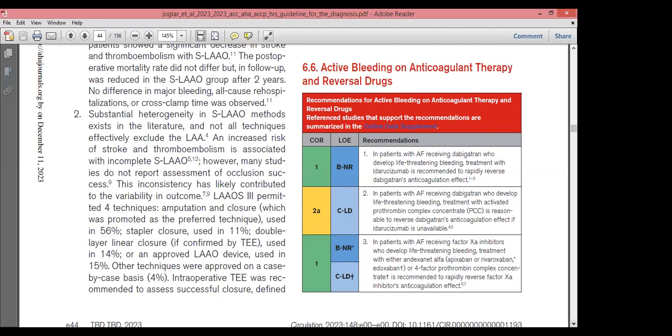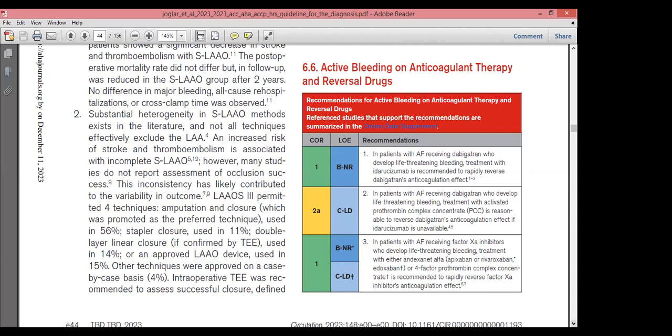You can use dabigatran. Dabigatran is 150 milligrams BD. Then you can use edoxaban, 60 milligrams. Is it 60? Yes, 60 milligrams daily.